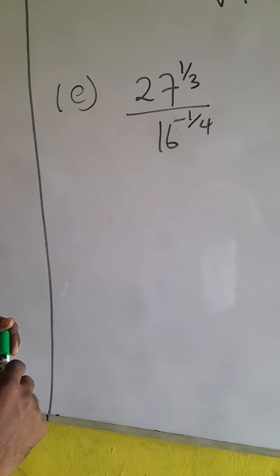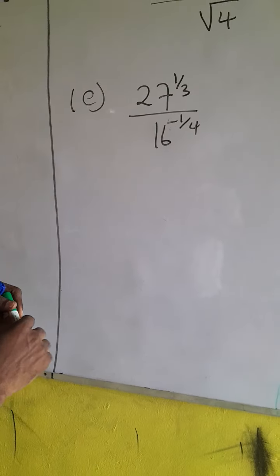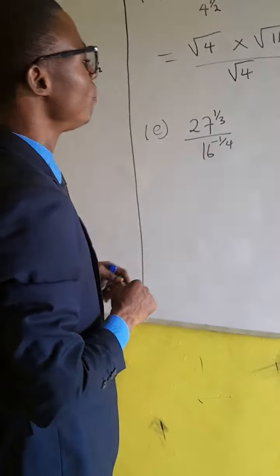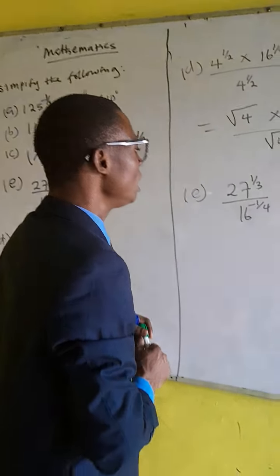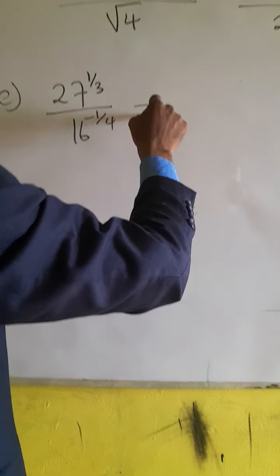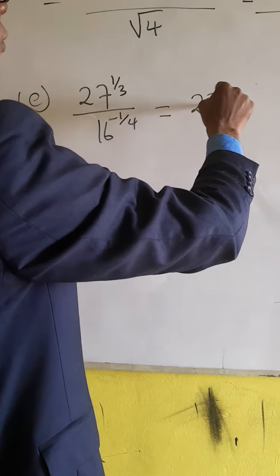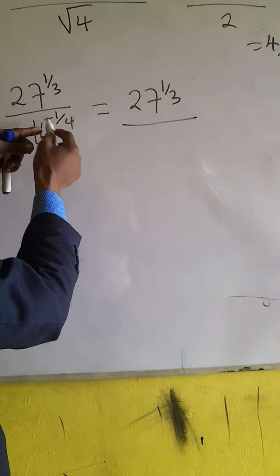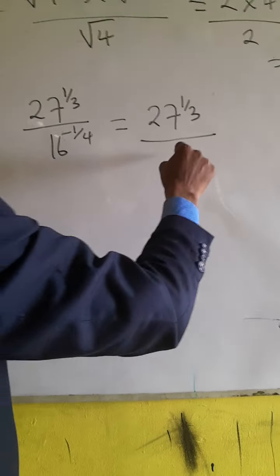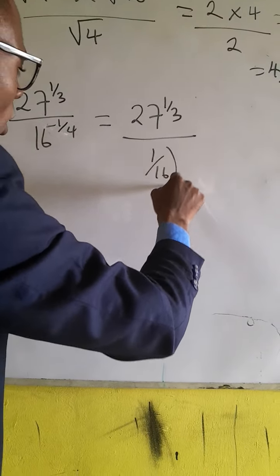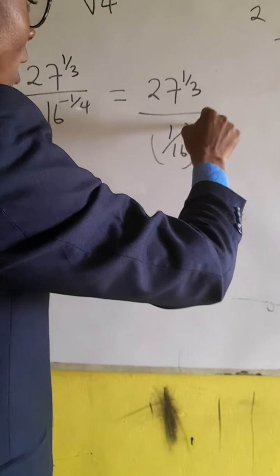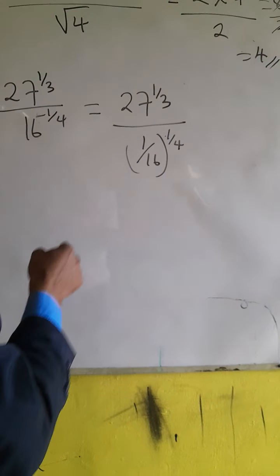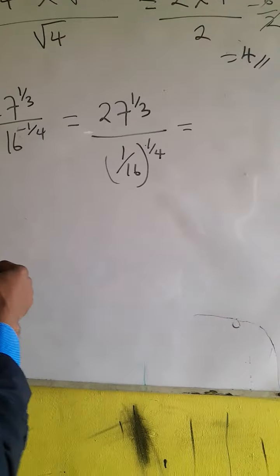Okay? The last but not the least, number E, we're going to solve it the same way. Apply all the laws we've learned so far to solve the same question. Here, this question, I can rewrite it as 27 raised to the power of 1 over 3. Now divide by, here we have a negative index. I can express it as 1 divided by 16, all raised to the power of 1 over 4. Now, we apply the root power law.